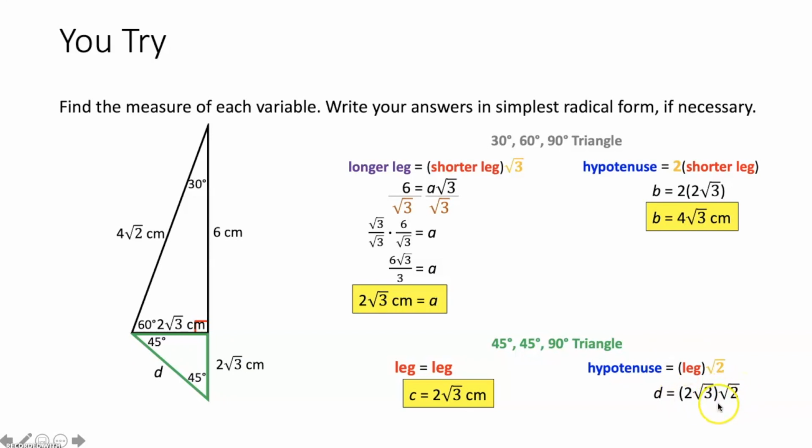Now, how do you multiply these together? Well, you just multiply whatever's under the radical together. So it's going to be rad 3 times rad 2, which gives you rad 6. Then we multiply that to the 2 out front, and we get D has to be equal to 2 rad 6 centimeters. And you're done.